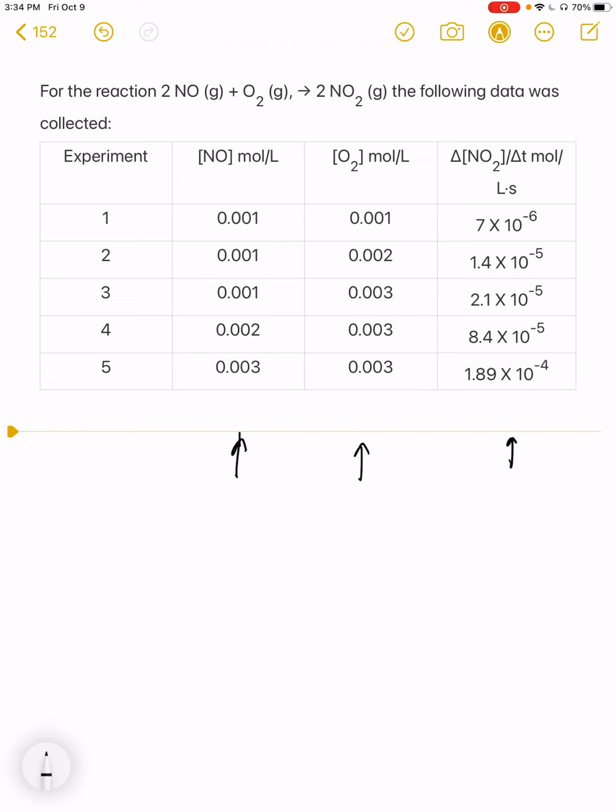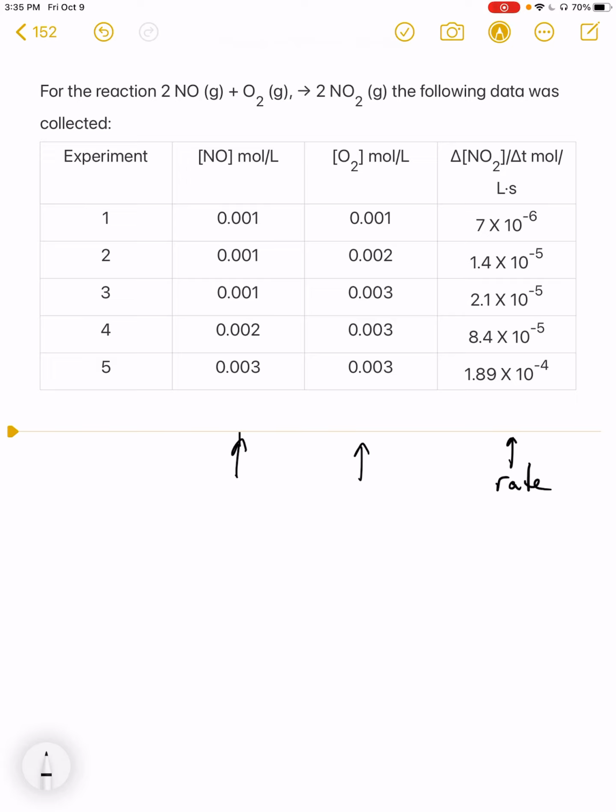So as we go from experiments 1 down to 5, as we increase the reactant concentrations, the reaction rate goes faster. And the rate is in the final column here.